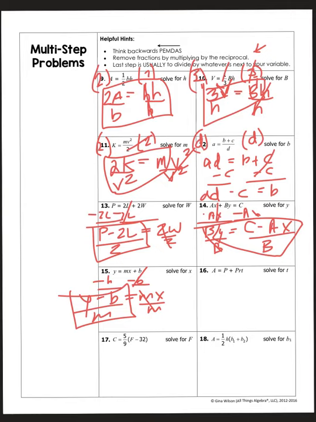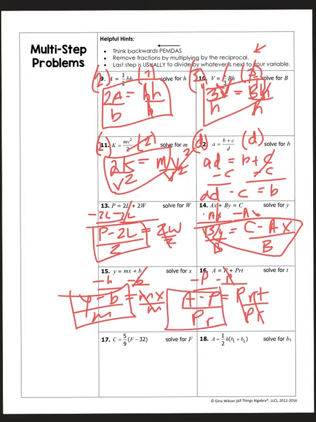Solve for T. Well, T is way over here, so I have to subtract P. So we have PRT equals A minus P. Then I need to divide by PR. And we get T equals A minus P divided by PR.